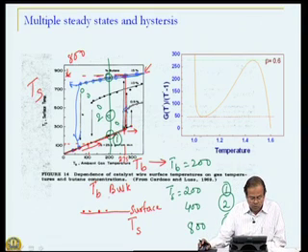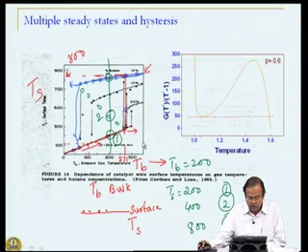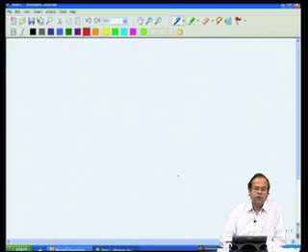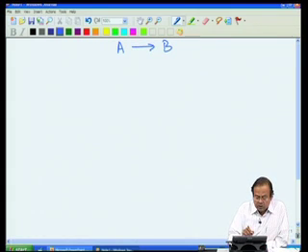So, let us try to go back and look at this scenario and try to develop the energy and mass balances, so that we get a clear understanding of what is happening. So, let us say that we are looking at reaction A going to B, it is taking place on the surface of the catalyst.